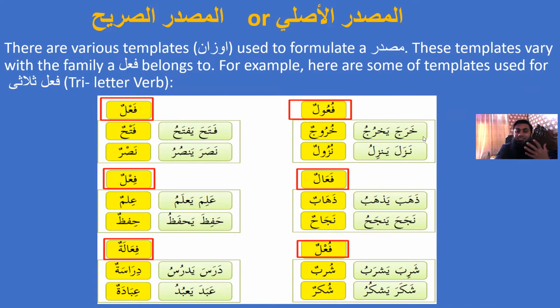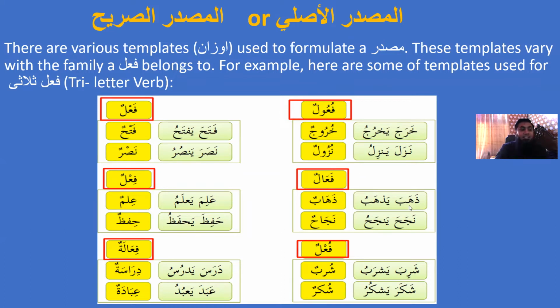You remember that the 6 tri-root families differ from each other on the basis of the haraka of their middle letter. So for those verbs of those families in which the middle letter has fatha in the past tense and dhamma in fail mudare, for example, nasara yansuru, the masdar is on the template of fa'ulun. For example, for this fail kharaja, the masdar is khurujun, on template fa'ulun. Likewise, nazala yanzilu nuzulun.